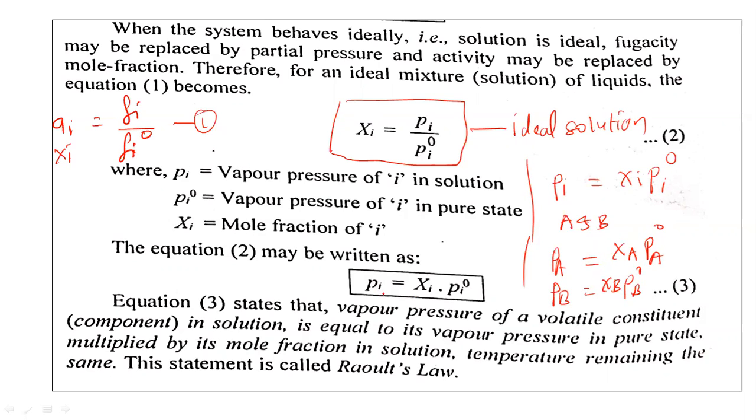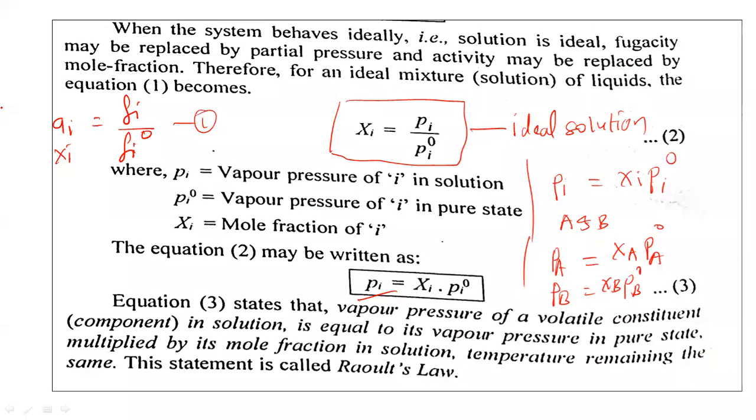So equation 2 can be written as Pi is equal to Xi into Pi0. Equation 3 states that the vapor pressure of a volatile constituent in a solution is equal to its vapor pressure in the pure state, this Pi0, multiplied by its mole fraction in the solution, temperature remaining same. This statement is called Raoult's law.